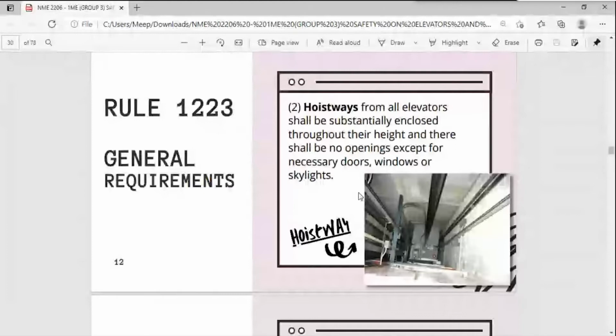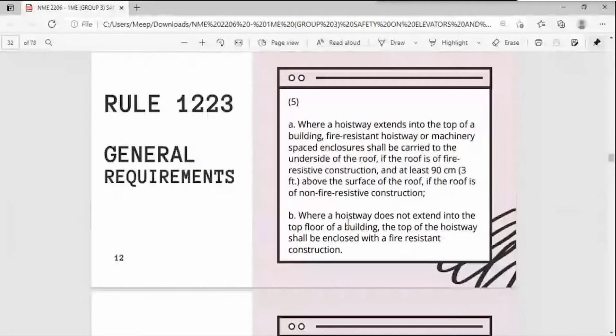Number 5. Where a hoistway extends into the top of a building, fire resistant hoistway or machinery space enclosures shall be carried to the underside of the roof. If the roof is of fire-resistant construction, it shall be made at least 90 centimeters or 3 feet above the surface of the roof, if the roof is of non-fire-resistant construction. Where a hoistway does not extend into the top floor of a building, the top of the hoistway shall be enclosed with a fire-resistant construction.